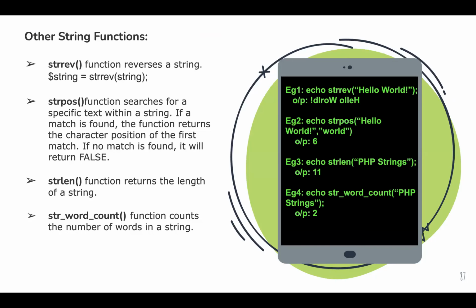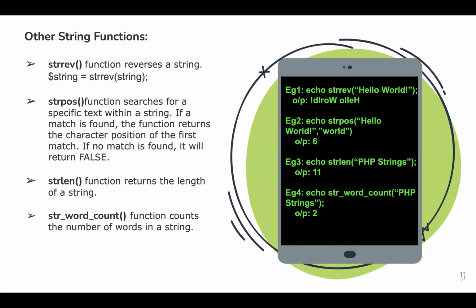Other string functions include string reverse, which reverses the string. As you can see in the example, hello world is reversed. The string position function searches for a specific text within a string. If a match is found, the function returns the character position of the first match. If no match is found, it will return false. As you can see in the example, in hello world, world is in the 6th position.